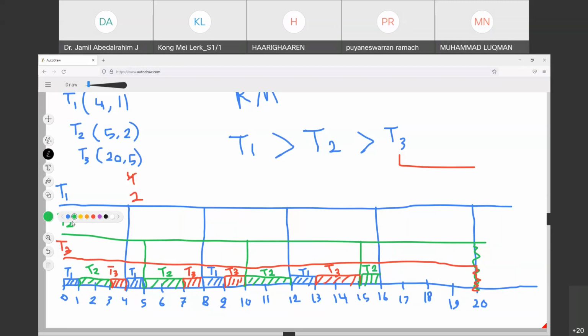Only 1 unit. Then we execute task 1, 1 unit. Then what can we execute? Task 2, yeah, because 1 more unit is left. Okay. Next, at 18, what can we execute? No more tasks, correct, because all tasks already terminated. So this will be our idle.